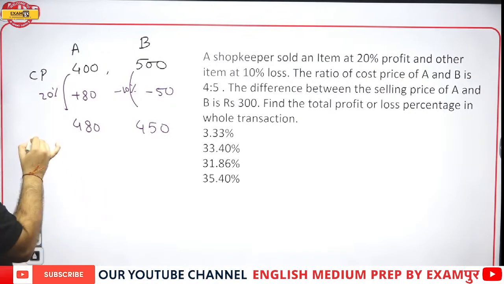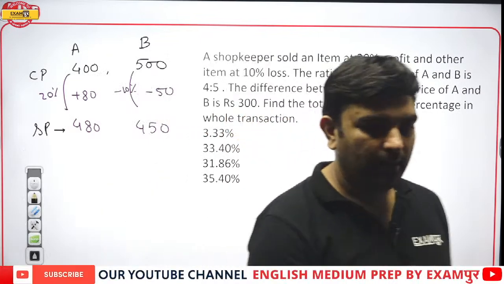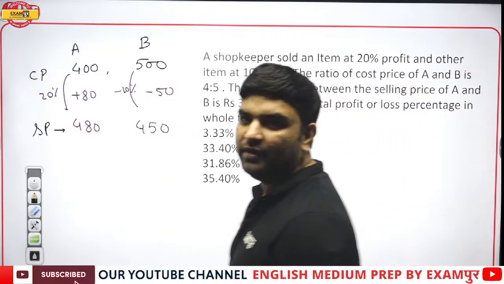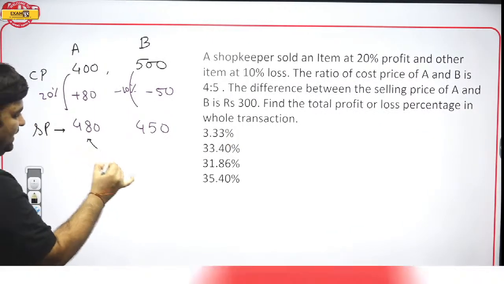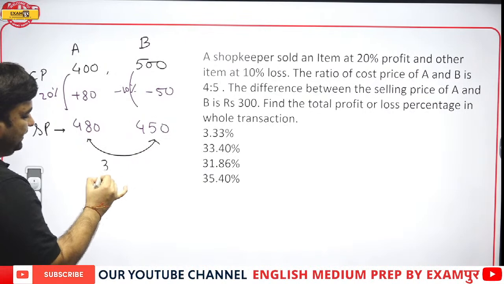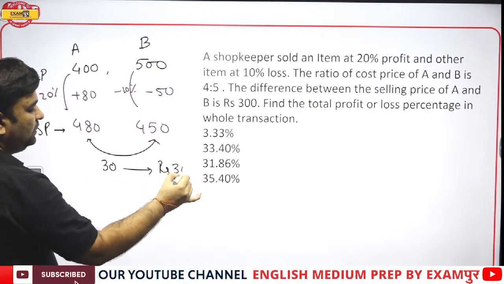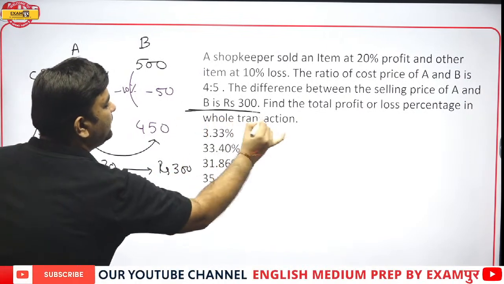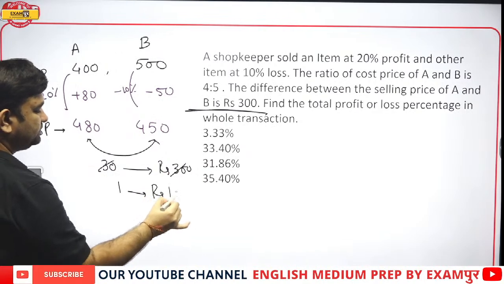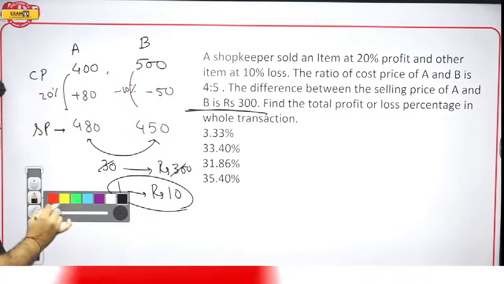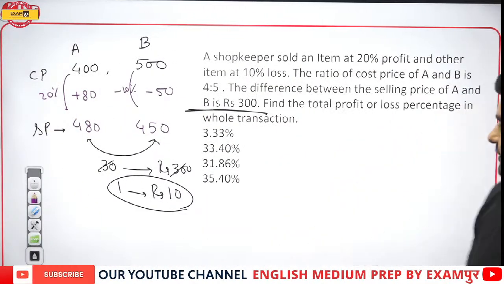Now these are your selling prices, bacha, according to the values we have assumed. According to these values, the difference between the selling prices is 30, but it is given as 300. So 1 is equal to rupees 10.